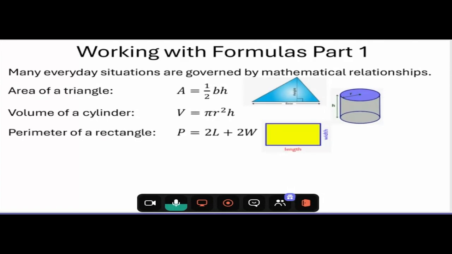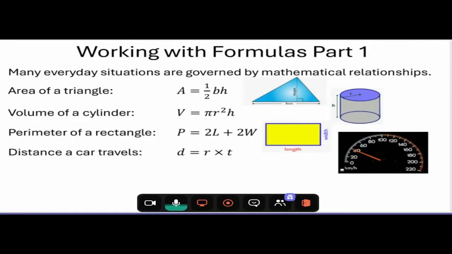The perimeter of a rectangle. So if you want to build a fence around your yard, you're looking at the perimeter of your yard, right? And there's an equation to calculate the perimeter. If you're driving your car, then how far you travel is given by this formula: rate times time. Rate is just a different word for speed in this context. We use R for rate because then it applies to all kinds of other situations besides just a moving car.